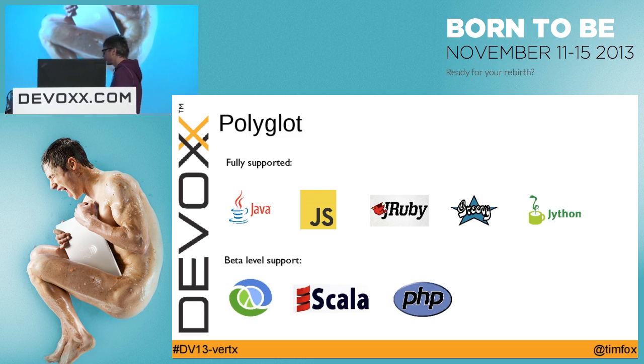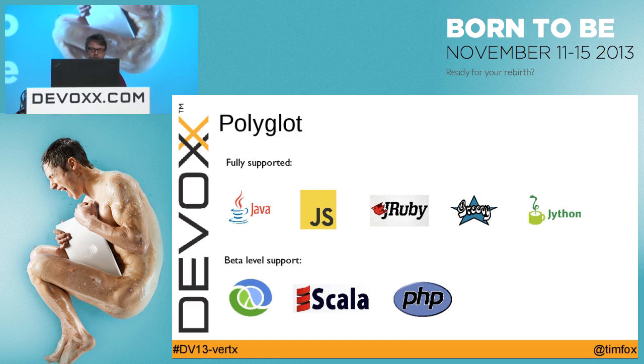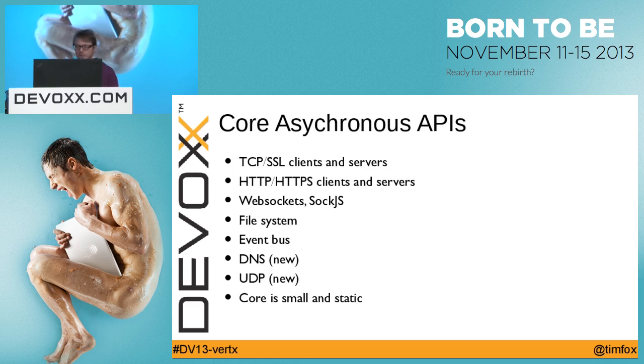And I'll show you a Scala example a bit later on. So when I say beta-level support, I mean it works. The API is not quite finished yet, and then we're kind of lacking documentation. But apart from that, it works. And over the next few months, that should migrate up to fully supported.